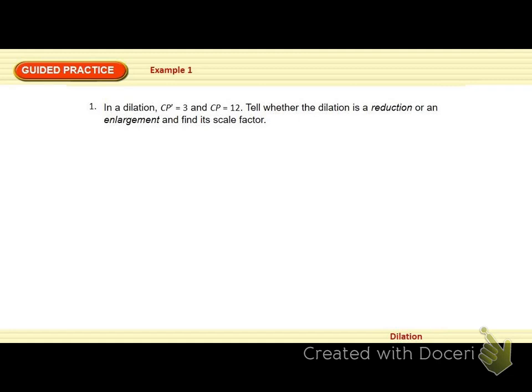Okay? In this dilation, CP prime is 3, CP is 12. That's the distance from the center of dilation to the figures. Tell whether the dilation is a reduction or an enlargement. Well, to find the scale factor, we always go prime over original, so 3 to 12 reduces to 1 to 4, which means that since the scale factor is less than 1, we are definitely reducing.